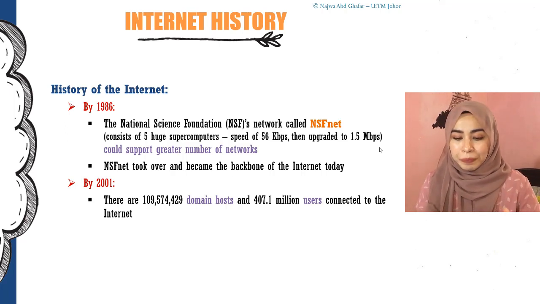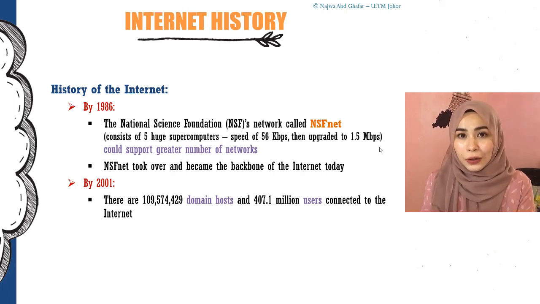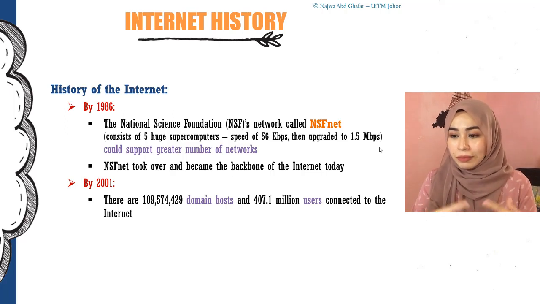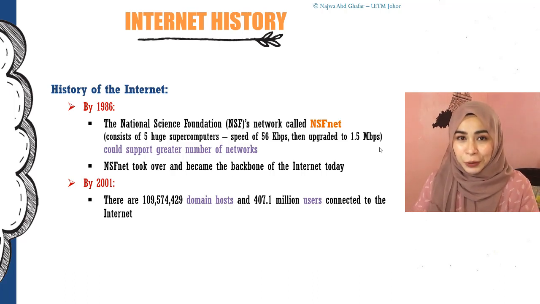Before this, the network was supported by supercomputers that didn't have that much speed, which is 56 kilobytes per second, during ARPANET. But when NSFNet took over, the network was upgraded to a bandwidth of 1.5 megabytes per second. So it has gone higher, meaning that it can support a larger number of networks. So the network can now be expanded to more and more computers and things like that.